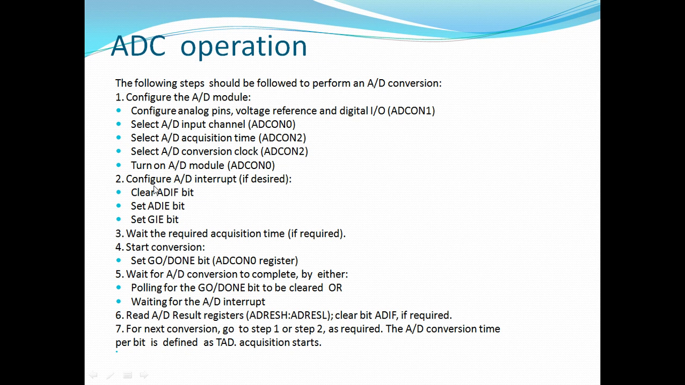or we will wait for this particular flag, the ADIF flag, the ADC interrupt flag. This will be raised to 1. Then we can say that ADC conversion is finished. After this we will read the result of ADC, which is stored in the ADC result higher byte and lower byte registers. If an interrupt is generated, then after taking the result from these two registers, one should clear this ADIF flag to go for the next operation, or the next conversion.